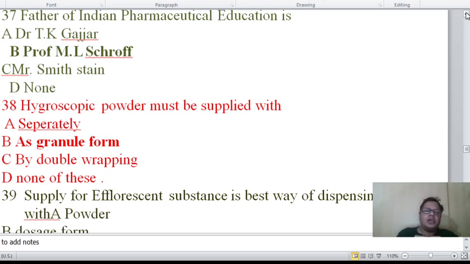Question number 38, hygroscopic powder must be supplied with dash separately. No, because they have a large surface area, so they get moisture very easily, and they cannot be given as a dosage form. As a granule, yes, because as we increase the size, the surface area decreases, and in that condition the rate of absorption of moisture will be less, and these powders will have more stability as compared to option A.